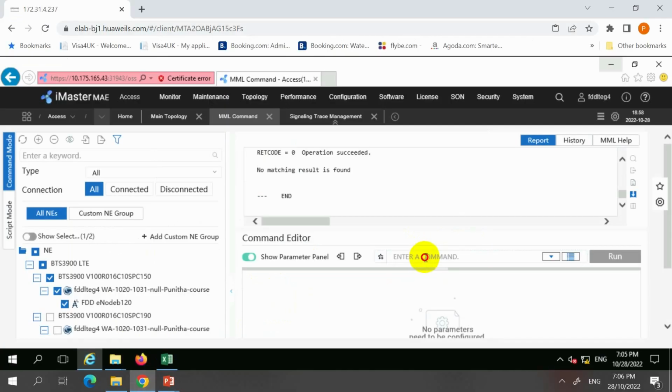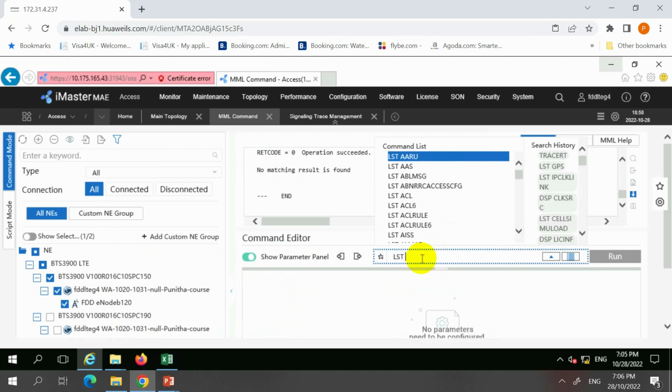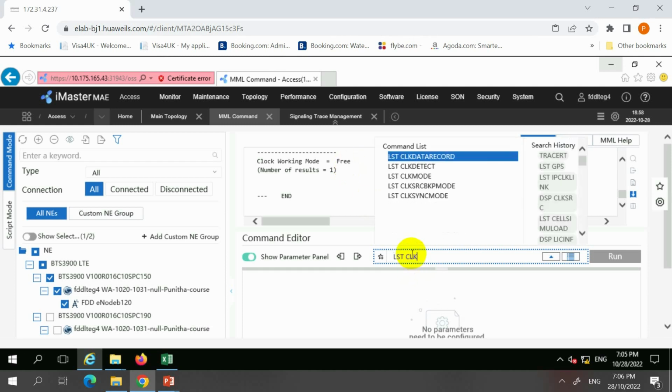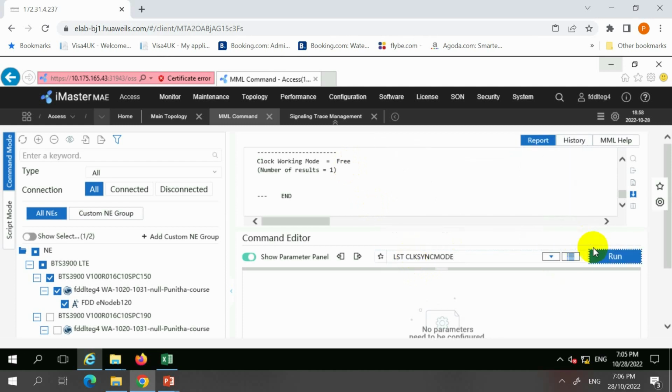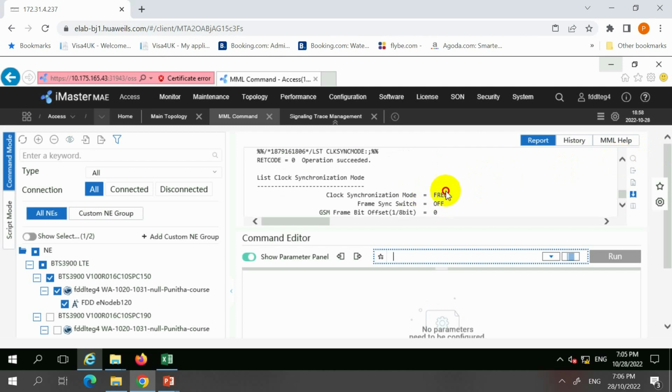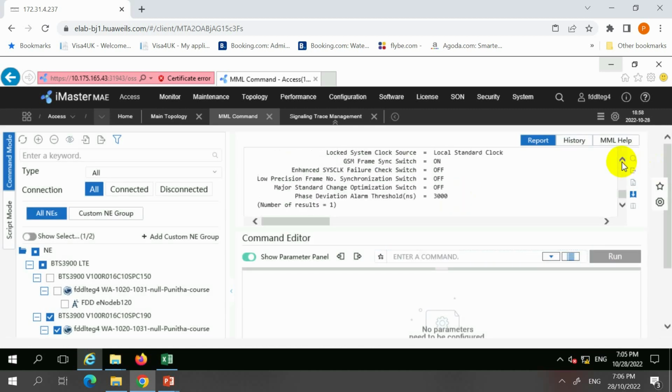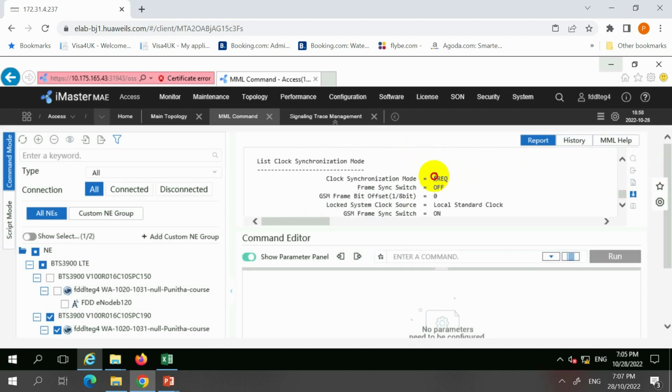First, we check the clock mode. The clock mode is free because there is no reference clock. Next is the clock sync mode. Here, you can see that it is in frequency because this one is an FDD clock. How about the TDD? We're going to repeat the same command for the TDD base station. For this, it will be frequency as well.